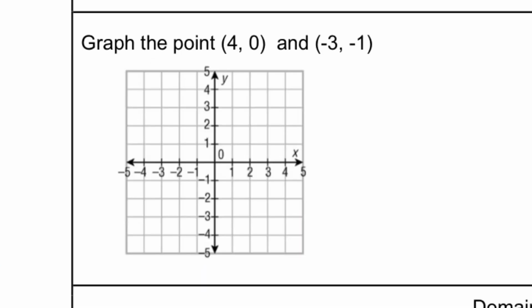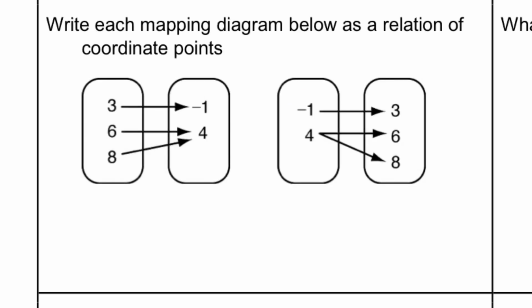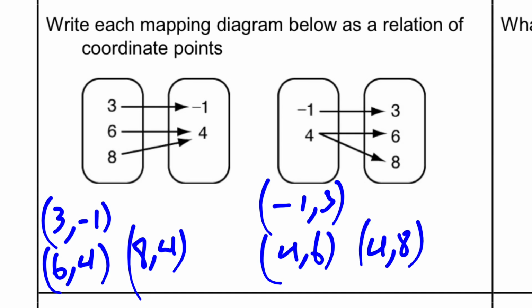Sometimes students get confused with the zeros. Remember, this is 4, 0 here. And -3, -1 right there. -1, 5. And 0, -4. In these mapping diagrams, to write them as coordinates, you write 3, -1, or 6, 4, or 8, 4, or -1, 3, or 4, 6, or 4, 8. These are like the x coordinates, these are like the y, and each arrow represents a coordinate.